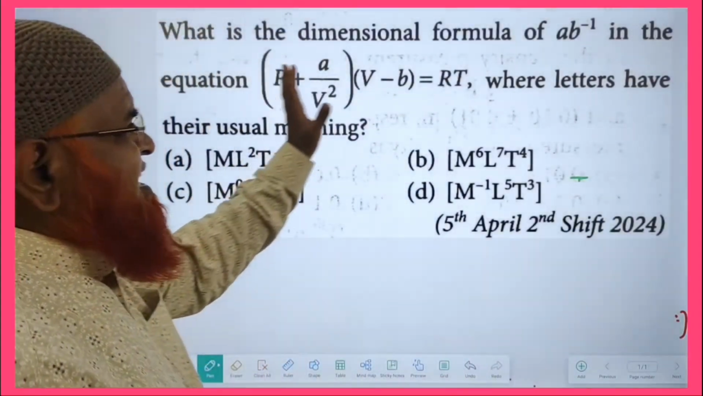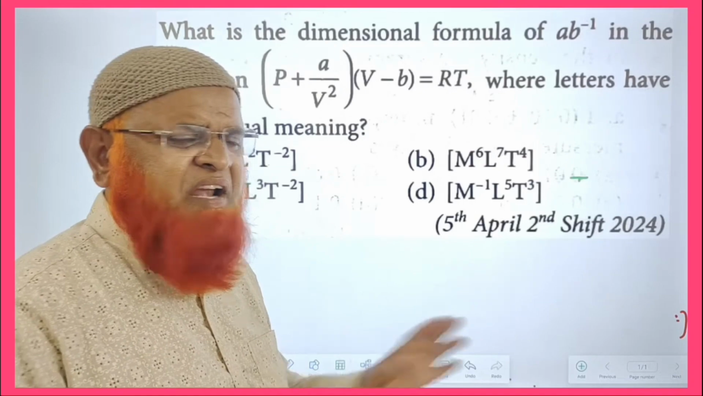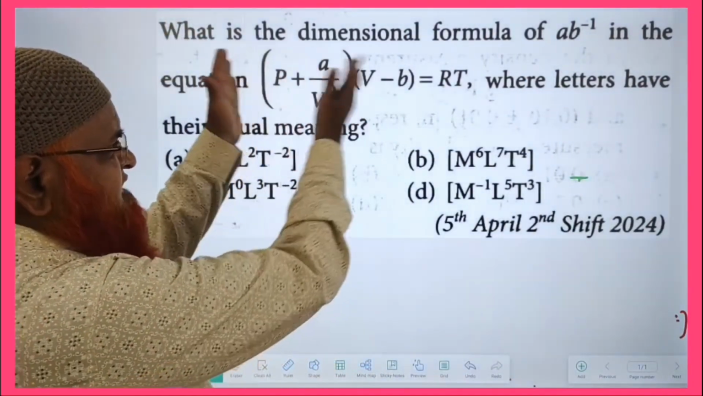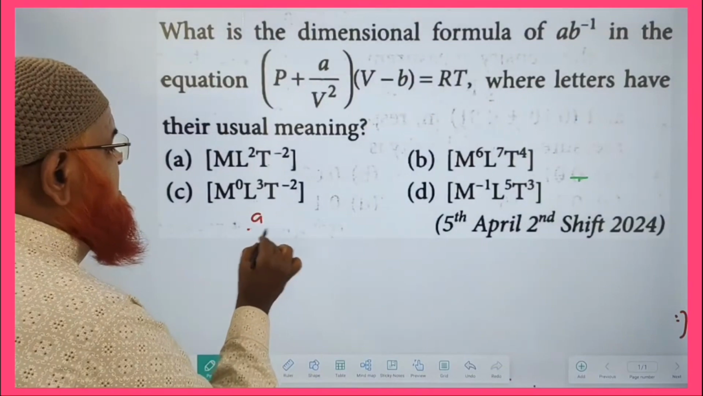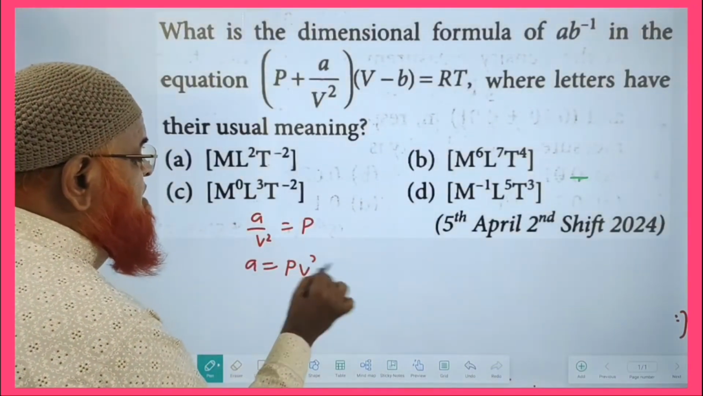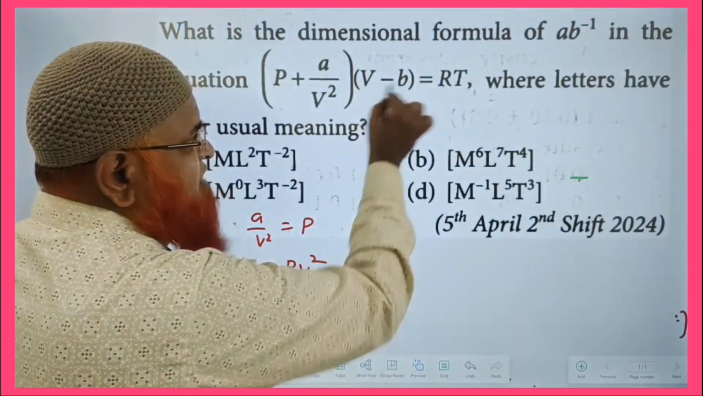So this is a gunshot question asked any time and everywhere in NEET and JEE Mains. Let us see here what is going to happen. You know these two terms have the same dimensions, so you will write A by V square is equal to P. That means A is equal to PV power 2. That's it. Here, these two terms have the same dimensions.